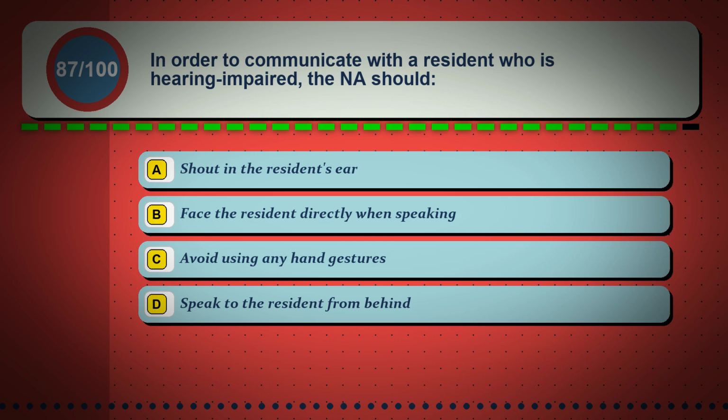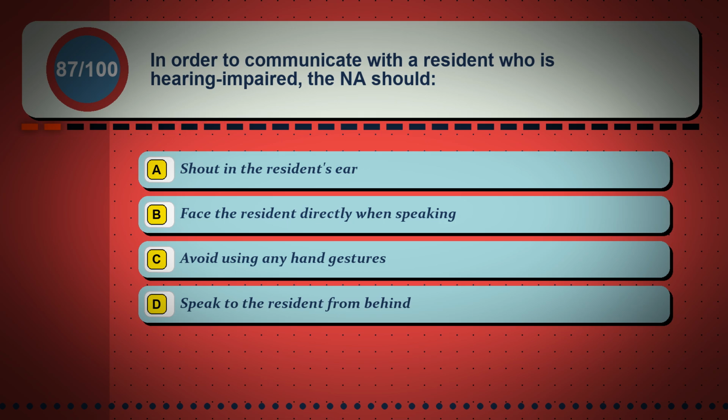Question 87. In order to communicate with a resident who is hearing impaired, the NA should: Option A, shout in the resident's ear. Option B, face the resident directly when speaking. Option C, avoid using any hand gestures. Option D, speak to the resident from behind.